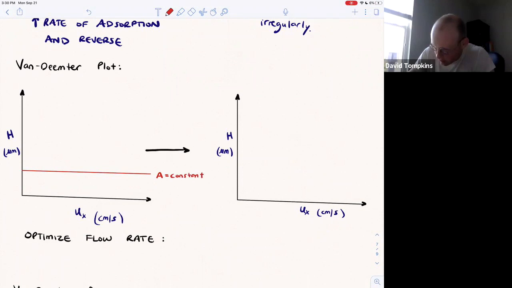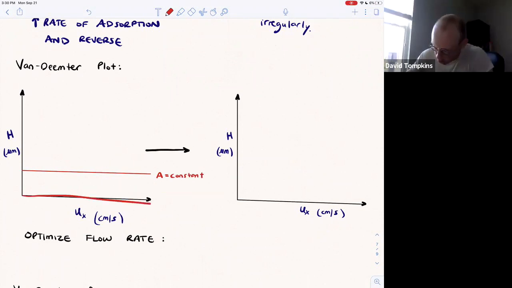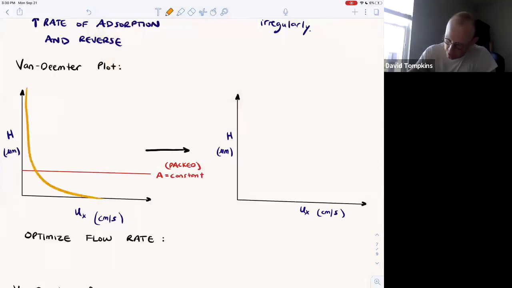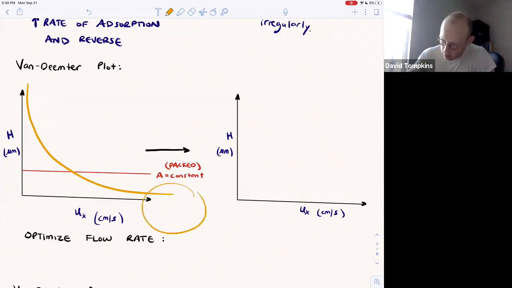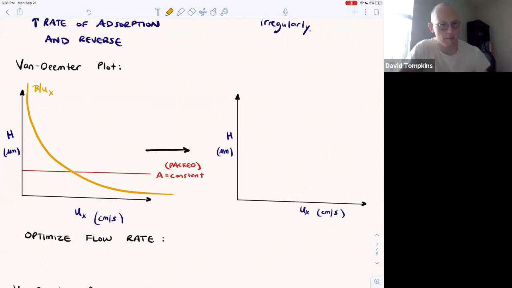Now, that's for a packed column where it's non-zero. If you had an open tubular column, the A term would be along the baseline. That would be 0. And then the B term was inversely related, right? As we go towards high flow rates, that longitudinal B over flow rate goes down, because at higher flow rates, the compound spends less time in the column and diffuses or spreads out less.